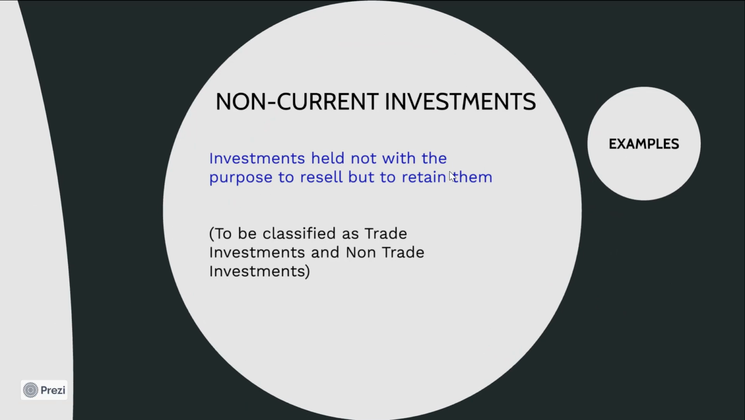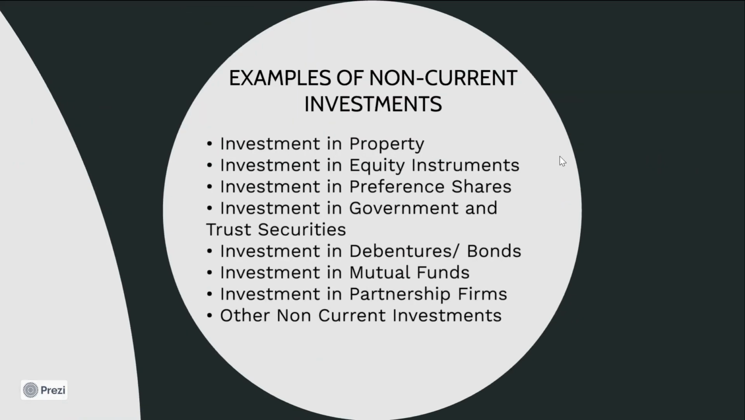What are non-current investments? They are investments which are held not with the purpose to resell, but to retain them. They have to be classified as trade investments or non-trade investments. We'll see examples of non-current investments. They include investment in property, investment in equity instruments, investment in preference shares, investment in government and trust securities, investments in debentures and bonds, investments in mutual funds, investments in partnership firms, and other non-current investments.